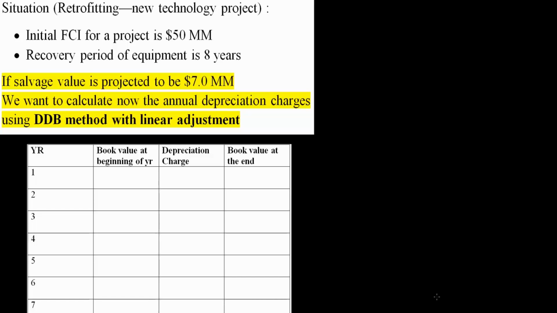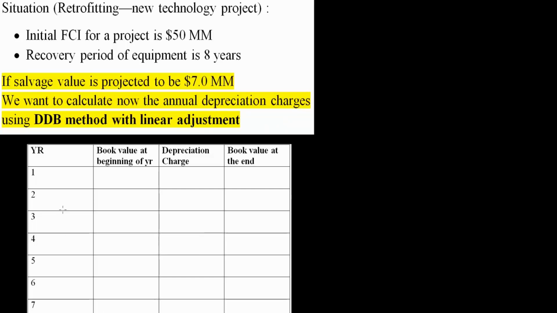Okay, in this video we will be using the double declining method with linear adjustment for this particular problem right here. Now this problem is very much similar to the previous problem where we just had double declining method. And with linear adjustment, it's important for the end of the problem. And I'll show you what I mean.